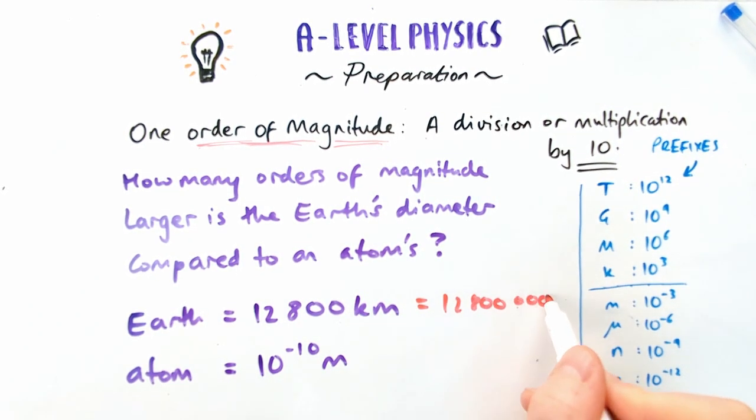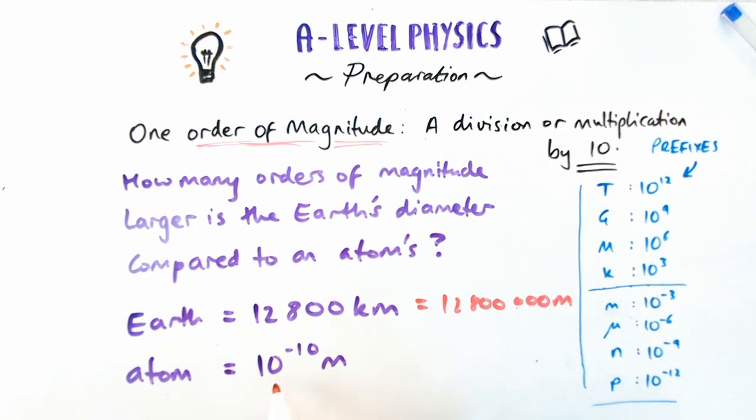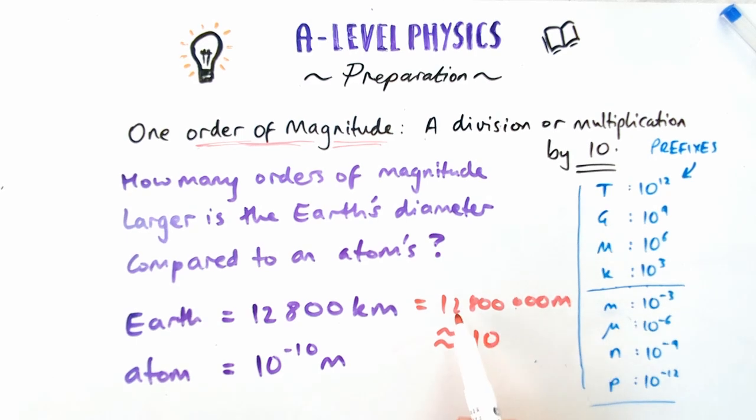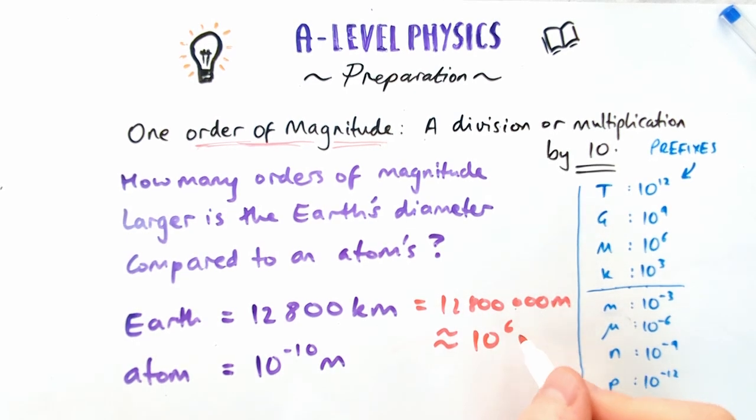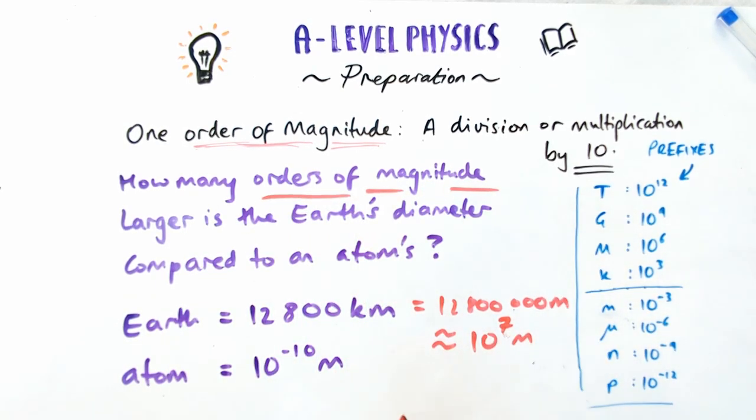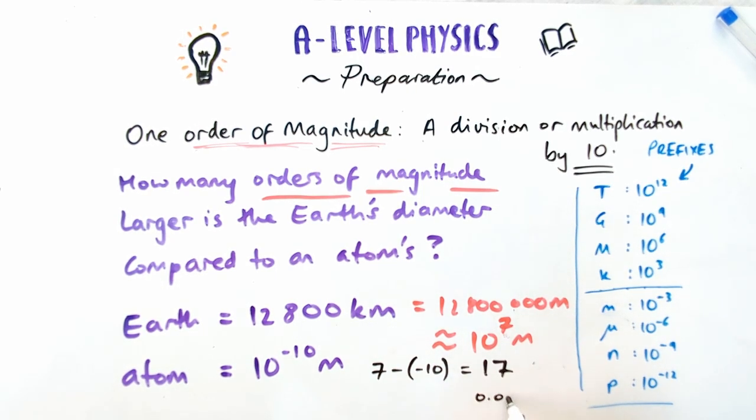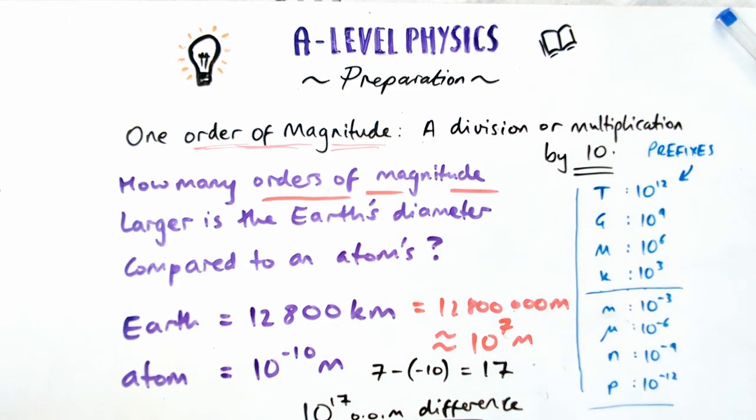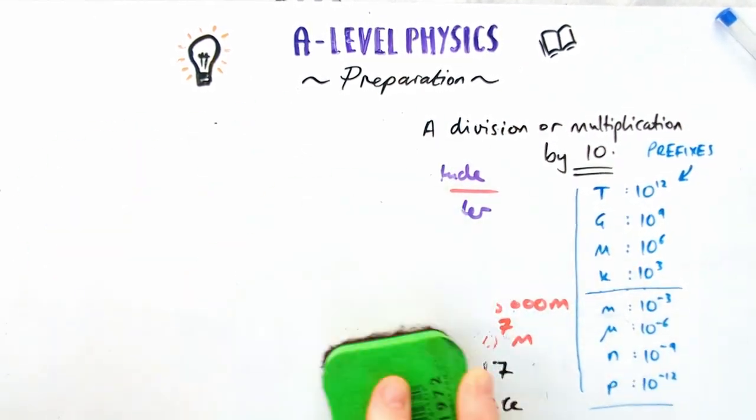power minus 10 meters. So first of all, let's get the Earth's diameter into a form we can compare in terms of order of magnitude. So in meters, it's 12,800,000 meters, which, if we convert to standard form, is 10 to the power 7 meters. So that then makes it a lot easier to compare orders of magnitude, because all we've got to do is find the difference between 7 and minus 10, or 10 to the power 7, 10 to the power minus 10. So the difference is 17. So what we'd say then is that the order of magnitude is 17. So 10 to the power 17, or 17 orders of magnitude difference between those two values.